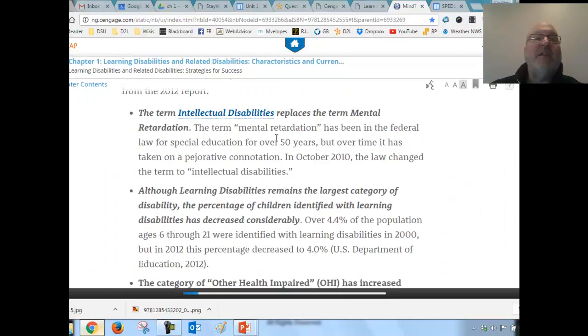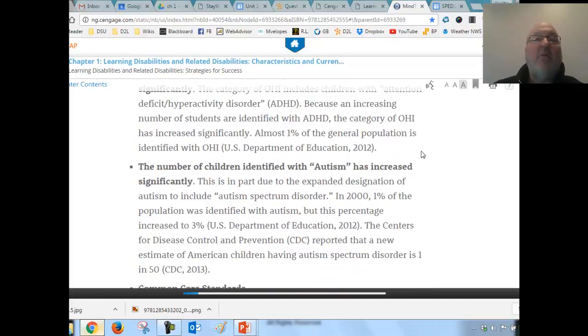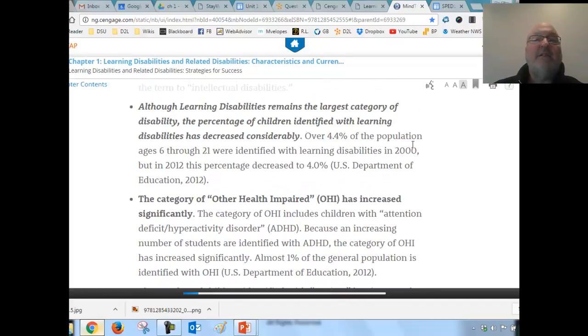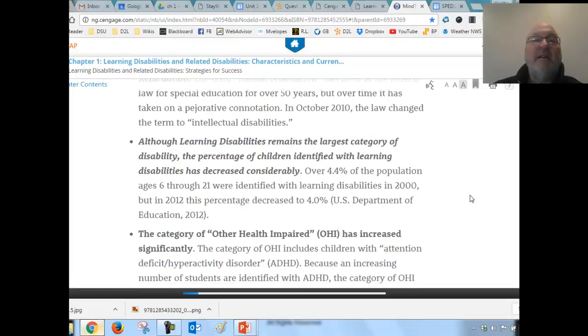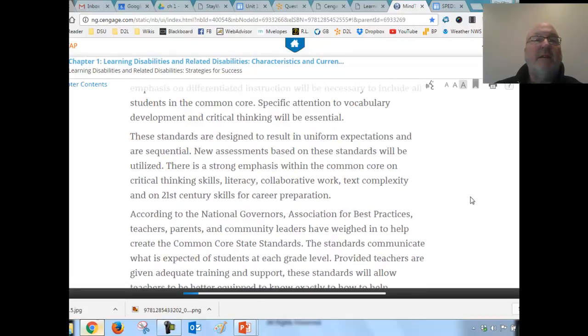So here's the recent changes, and this one's a big one. Of course, the term intellectual disability is now used in place of mental retardation, and it kind of was a quick change. The text talks about it in here. For 50 years, it was mental retardation, and suddenly it's offensive.